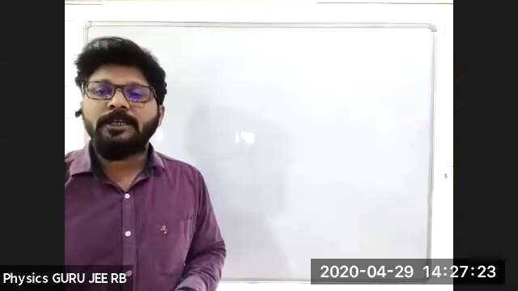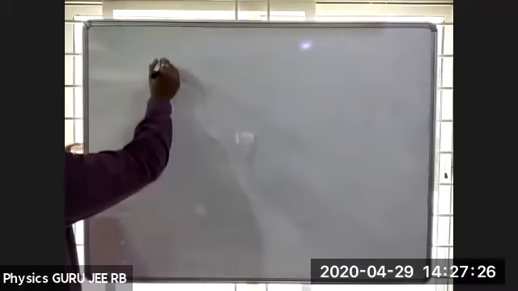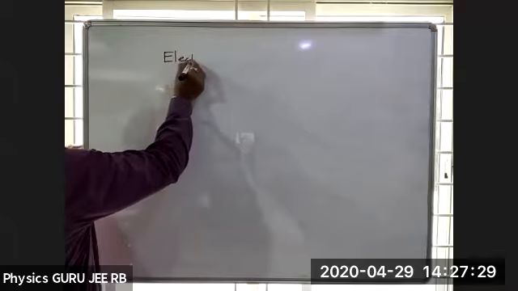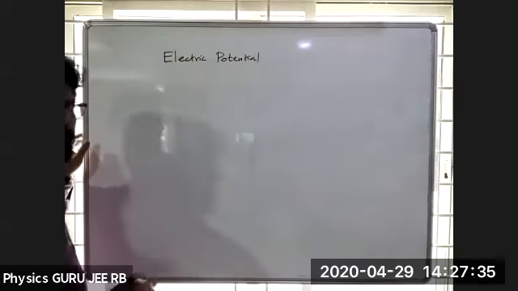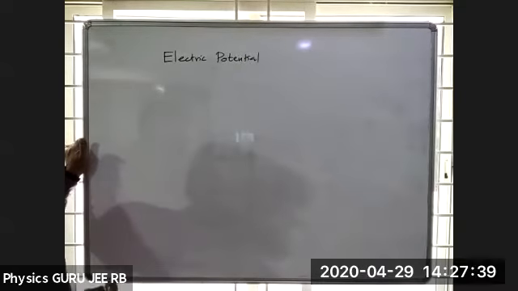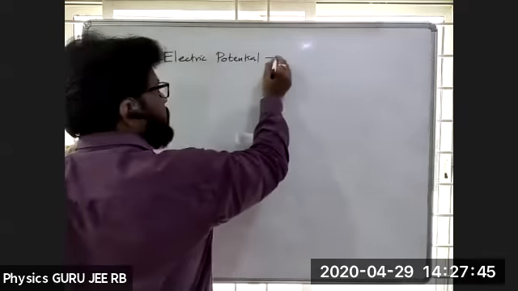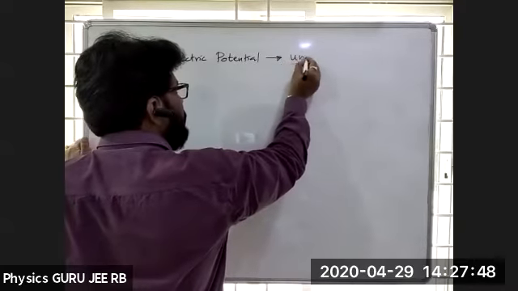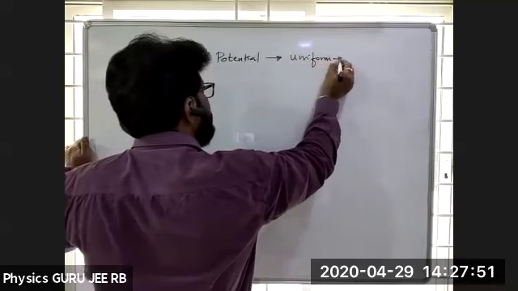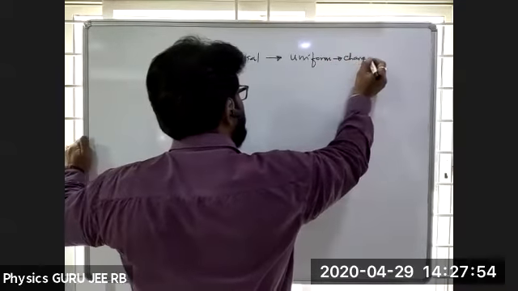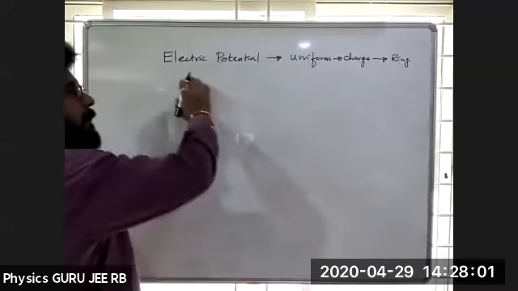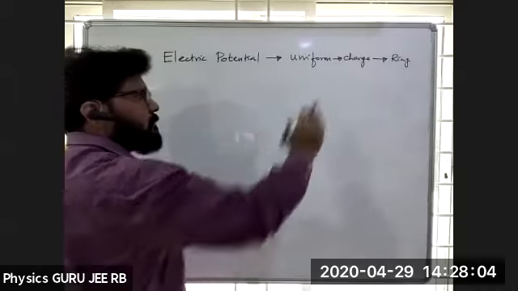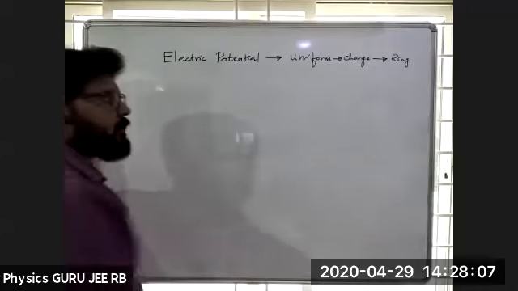Now electric potential due to a uniformly distributed charged ring. We want to calculate the electric potential due to a uniform charge distributed ring. Okay, total charge capital Q we will take.